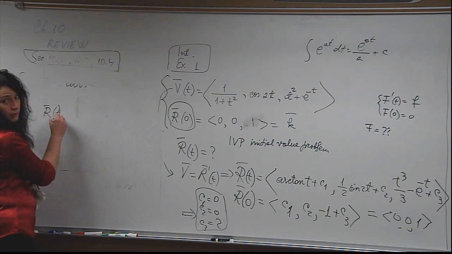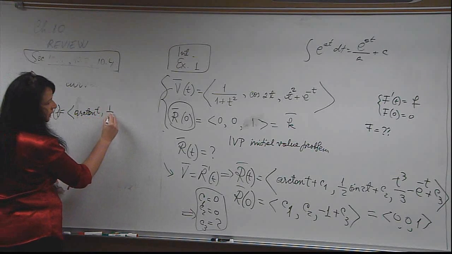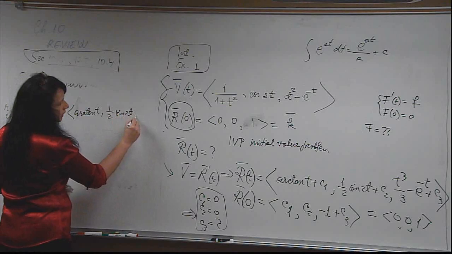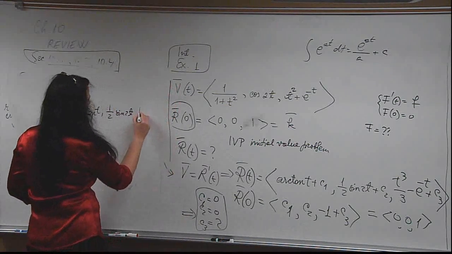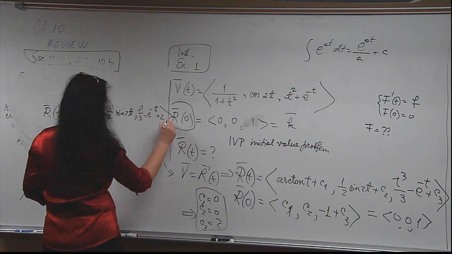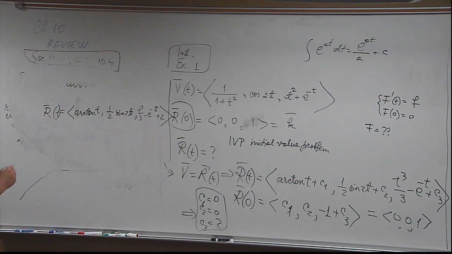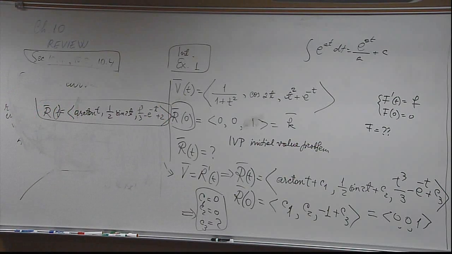Precisely, and thank you so much for your help. So you have arctan of t, 1/2 sine of 2t, and t cubed over 3 minus e to the minus t plus 2. And what's your answer? Right? So I got the law of motion back.